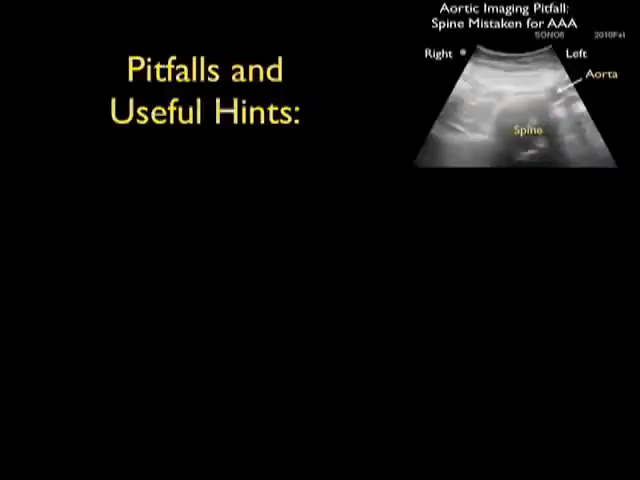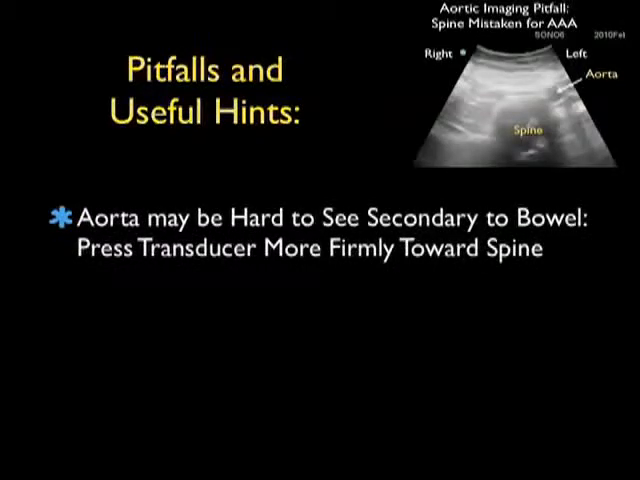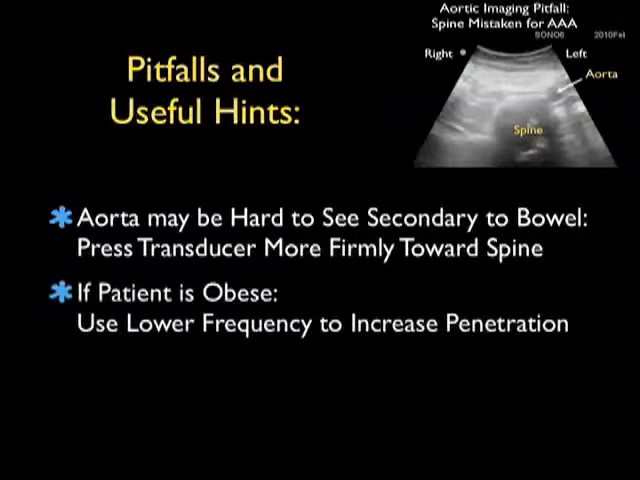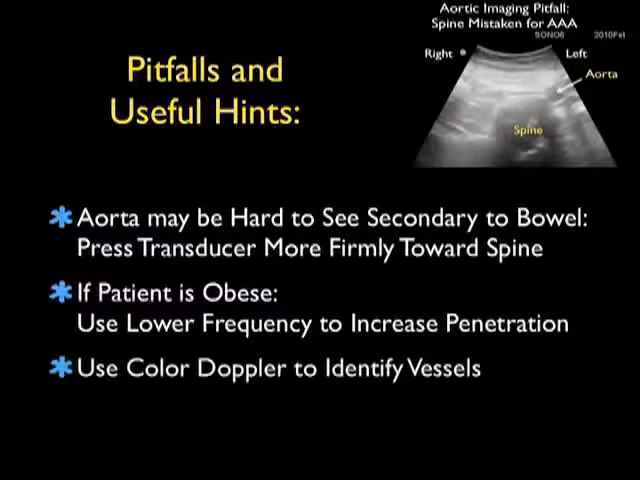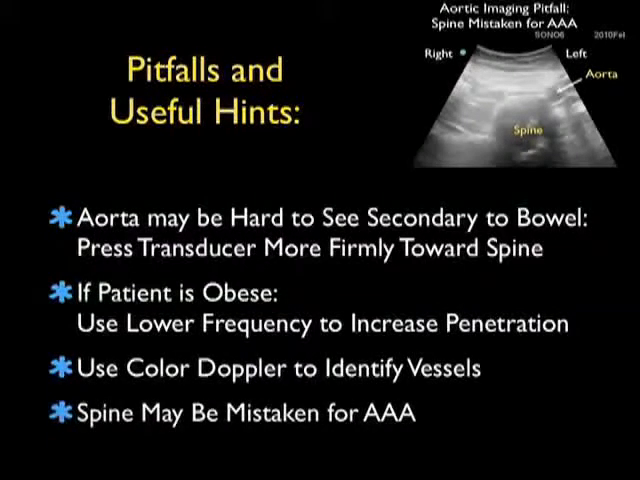Let's go over some pitfalls and useful hints for imaging of the abdominal aorta. At times, the aorta may be difficult to see, secondary to excess bowel gas. We may press the transducer more firmly towards the spine to displace the bowel gas and get a look at that aorta. If the patient has a high body mass index, we can use a lower frequency to increase penetration and to get a better look at the abdominal aorta. Using color Doppler can help us to identify vessels, and be careful because there are times where the spine may look like a AAA. But again, close attention to the spine and the location of vascular structures anteriorly will clear that up.